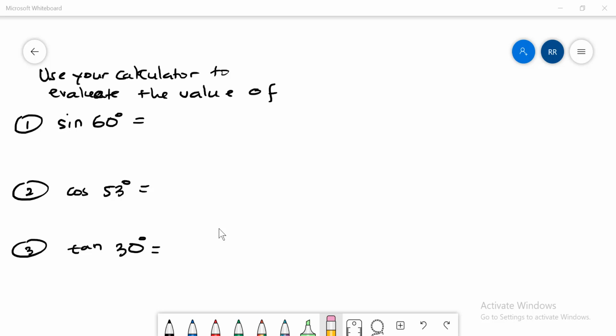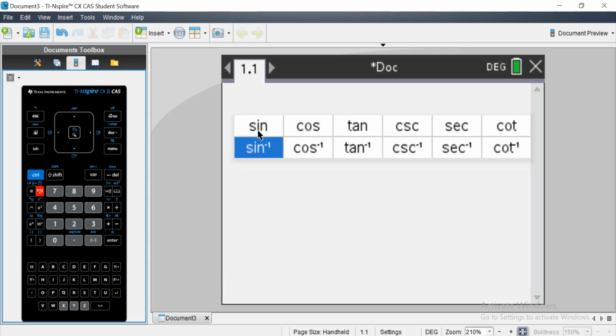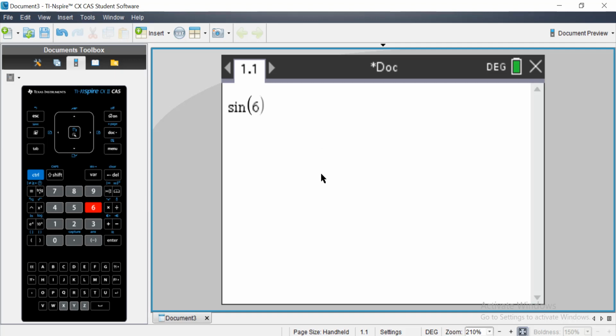Here are some examples that you might find. Use your calculator to evaluate the value of sine 60 degree, cosine 53 degree, and tangent 30 degree. So these are just examples. Because the instruction is to use a calculator, you only need to put this into your calculator. So let's do that. The first question is sine 60 degree. Just click on the sine and then write down 60. Then you press the equal sign and you'll get this number here. So you only need to write this as your final answer: square root of 3 over 2.